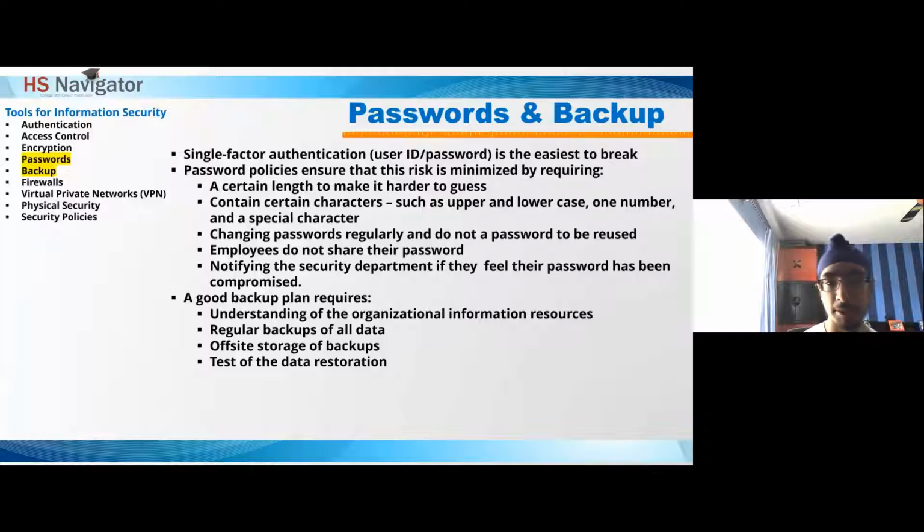Backups are just taking snapshots of your data. A good backup plan basically requires that you understand all the resources that you have in your company, and you back them up regularly. You don't just take a backup once every 2 years. You back it up once every few months, or once every week if you have really critical information. And you store those backups somewhere offsite so that even if your one site goes down, your data stays secure.